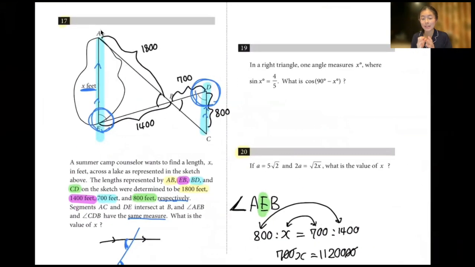The ratio was 800 to X. So a small triangle to big triangle. And then 700 to 1400, because again, small triangle to big triangle. You don't want to flip it the other way around. You can't just say 800 to X is 1400 to 700, because you're taking the lengths from a different triangle, which is going to mess up the ratio completely. So you need to keep those consistent throughout.